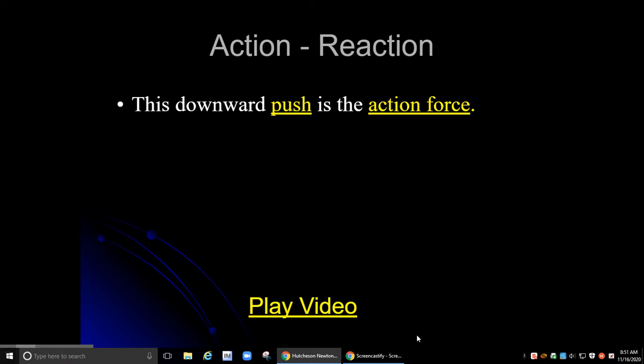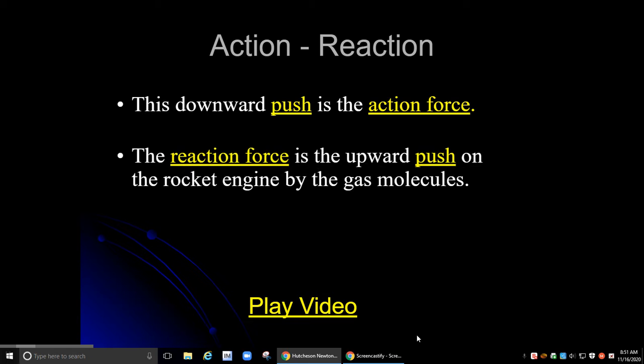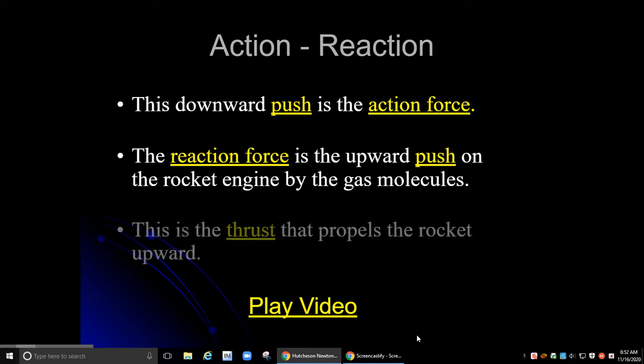So this downward push is called the action force, and the reaction force is the upward push on the rocket engine by the gas molecules. And there's some videos embedded in here for you to watch if you need a little bit more explanation. And this is the thrust that propels the rocket upward.